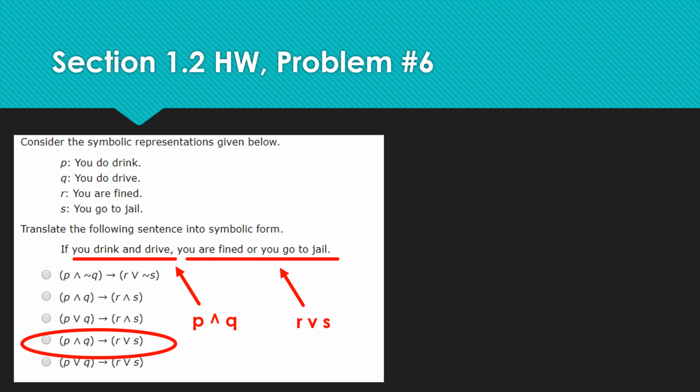So don't let the parentheses mess you up. This is just grouping those together, just saying that P and Q goes together, and then R or S goes together.